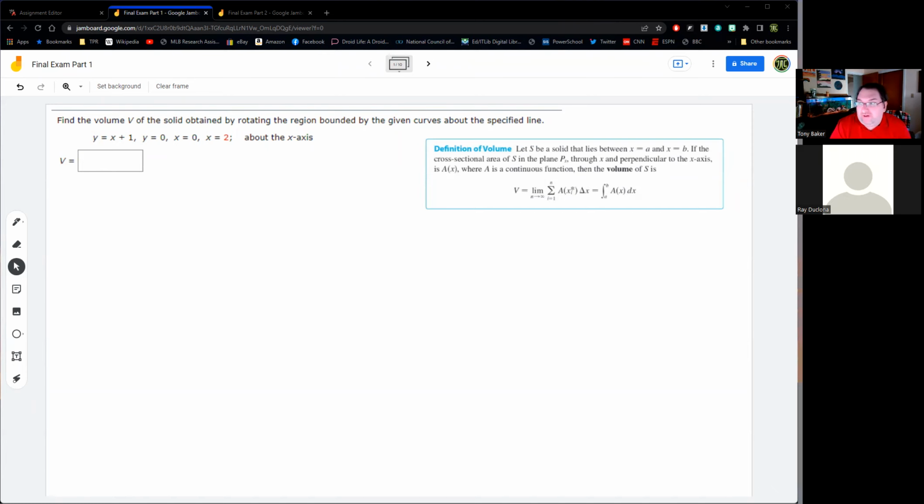So back to what we started at the very beginning: volume of a rotated shape. They give me my two equations here: y equals x plus 1, and y equals 0 and x equals 0, and we're going to x equals 2. The nice thing is this one is just a simple linear equation that is being rotated. So if we look at this one quick, this is what it looks like. That's the shape that's being rotated.